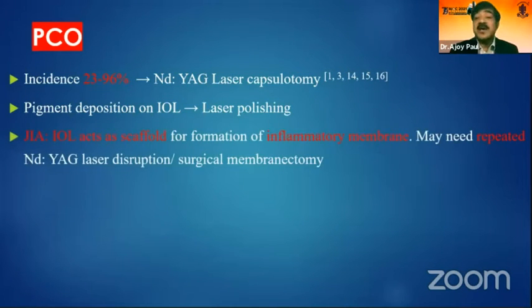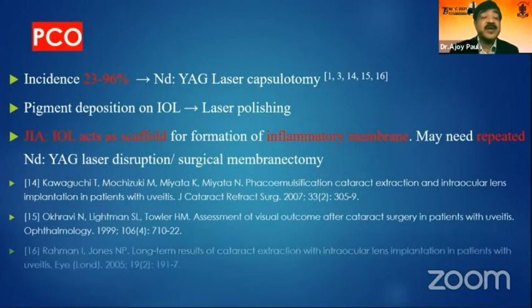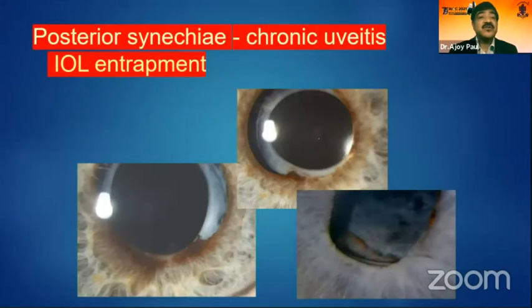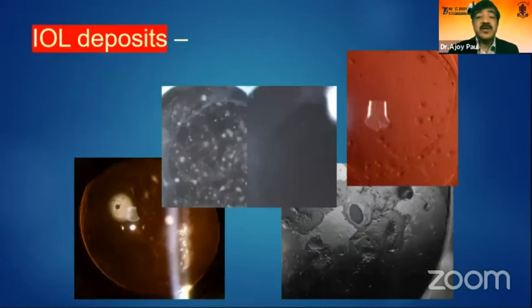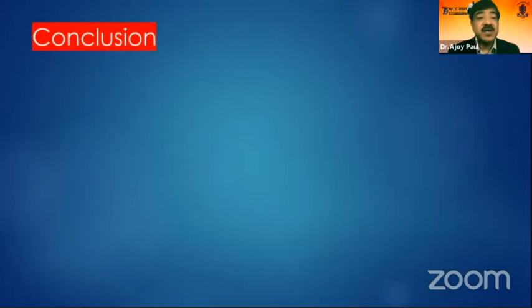As I said, juvenile idiopathic arthritis can be very bad. Inflammatory membranes form, and they are very difficult to manage. So IOL is not recommended in these patients, because IOL dislocation is also reported because of the fibrosis that sets in later on. You can have posterior synechiae, chronic uveitis, IOL envelopment, anterior capsular phimosis, shrinkage, and all. These can be controlled by giving an adequate amount of steroid right from the beginning. Lens cell proliferation and cyclitic membrane can lead to phthisis.